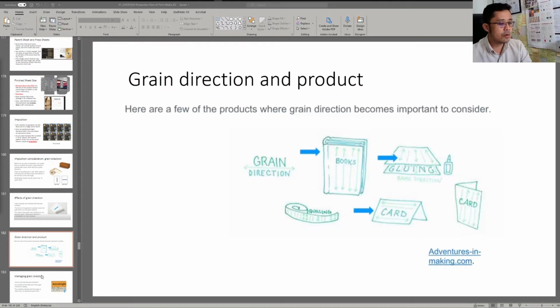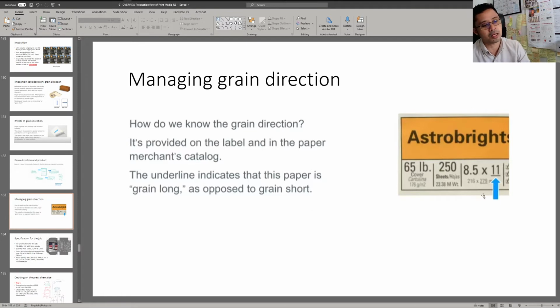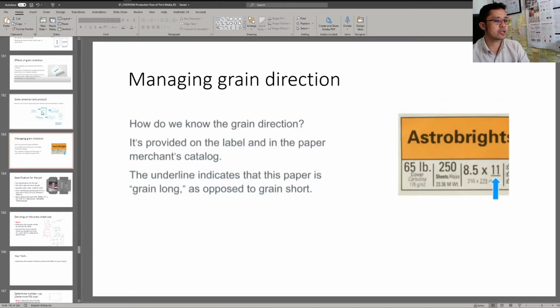So how do we know? Okay, how do we know the grain direction? Macam mana kita nak tahu grain direction pada kertas yang kita dah beli ni? Biasanya akan ada label. It is provided on the label and in the paper merchant catalog. Biasanya akan dinyatakan. Ini sebagai contoh lah. Saya tak dapat yang dekat department kita. So dia akan ada label di bawah macam ni. The underline indicates that this paper is grain long. Kalau bawah macam ni dia namanya grain long. Kalau tak ada, dia grain short. Okay, so we need to consider on that.